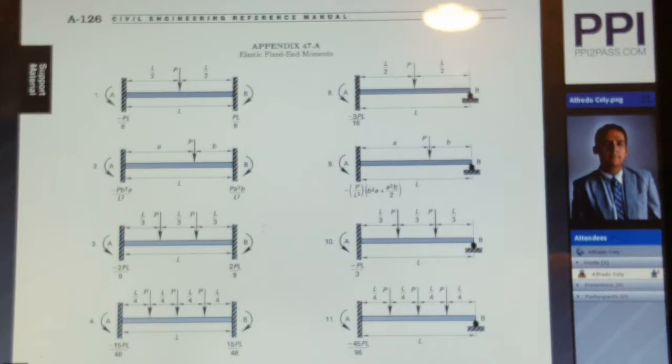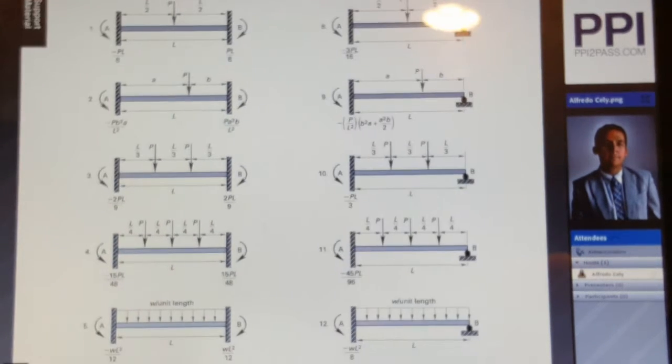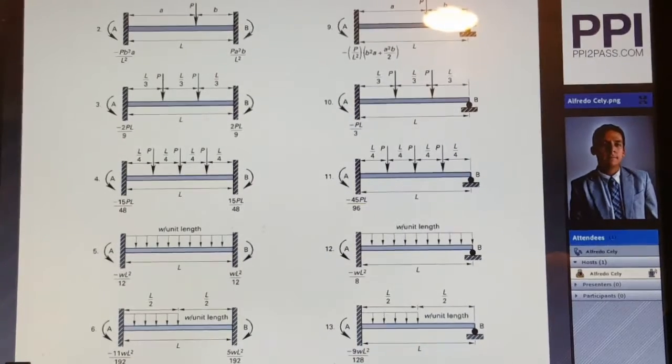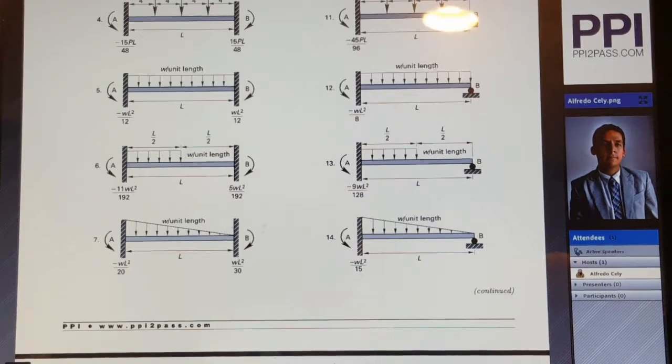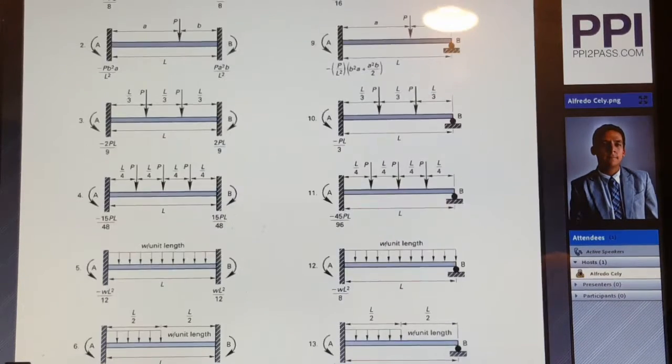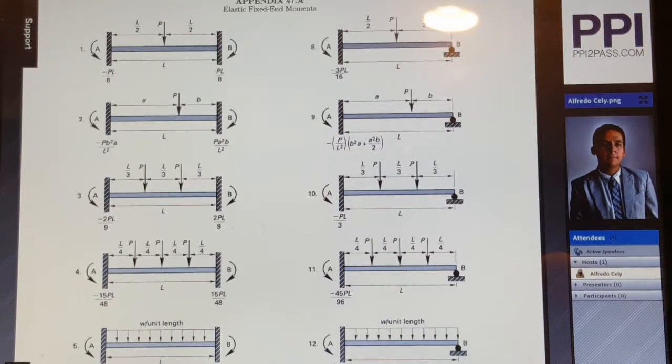Appendix 47.B is another important appendix to have tabbed in the exam, because this will give you information on how to find the fixed end moments for different types of beam configurations when you have fixed end connections. Note that all the connections shown here are fixed end, and note the different types of load applications. So you may have a problem in the exam where you need to find the fixed end moment for any of these applications. Note that you can also use here the concept of superposition to find the fixed end moments.